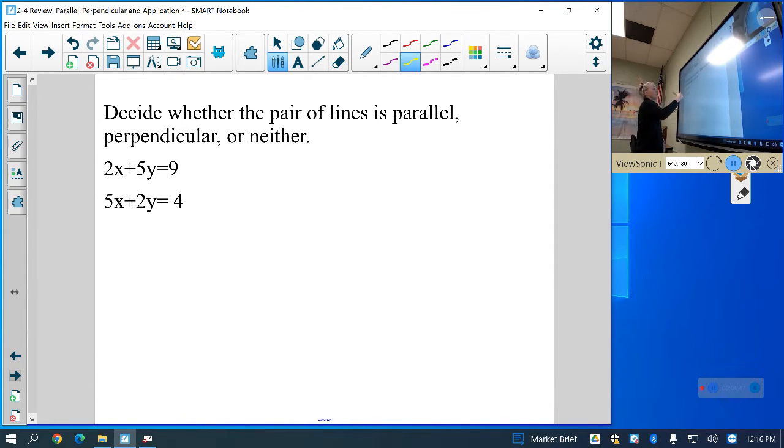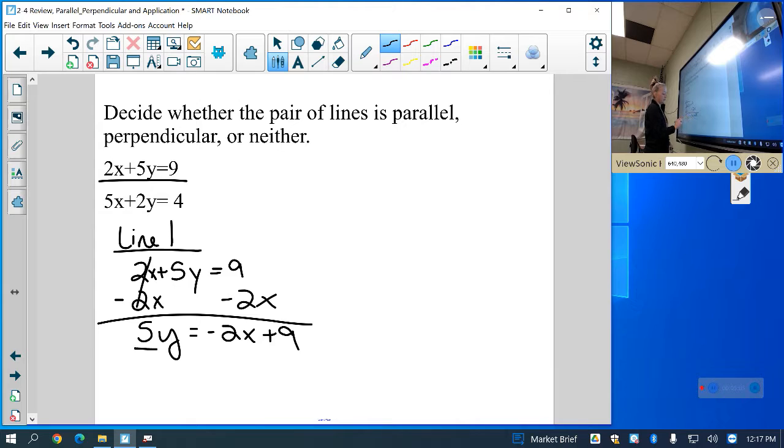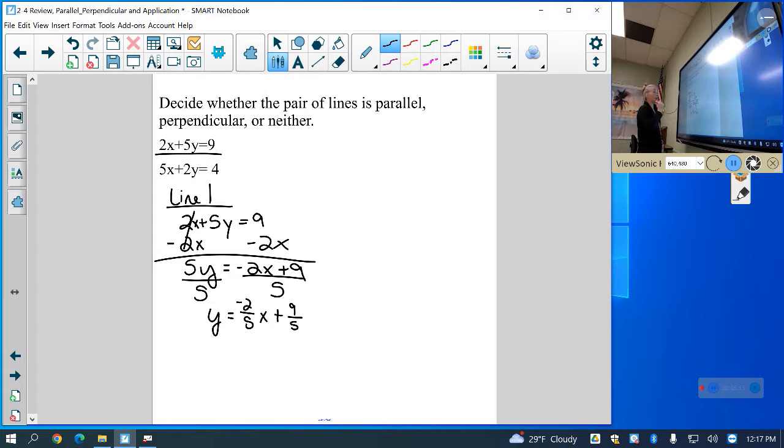So let's go ahead and solve these for y. So let's get line 1 here. Line 1: 2x plus 5y equals 9. And then I'm going to subtract 2x to put it in slope-intercept form. So I have 5y equals negative 2x plus 9, and divide by 5. So y equals, distribute your 5, negative 2/5 x plus 9/5. So we know right now that the slope here is negative 2/5.